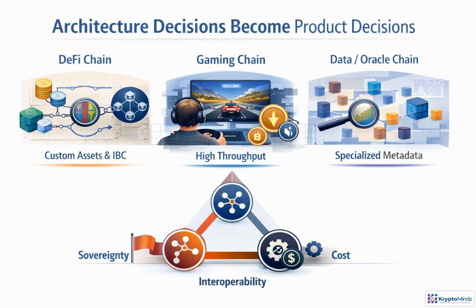In Cosmos, technical architecture quickly becomes product strategy. A DeFi chain may need modules for custom assets, liquidity, and IBC routing. A game chain may care more about throughput, latency, and predictable fees. An Oracle or data chain might push specialized metadata closer to consensus with ABCI++. The design question is always about trade-offs. What stays sovereign, what connects interoperably, and what creates operational cost. Good chain design starts by matching architecture to the product's real job.